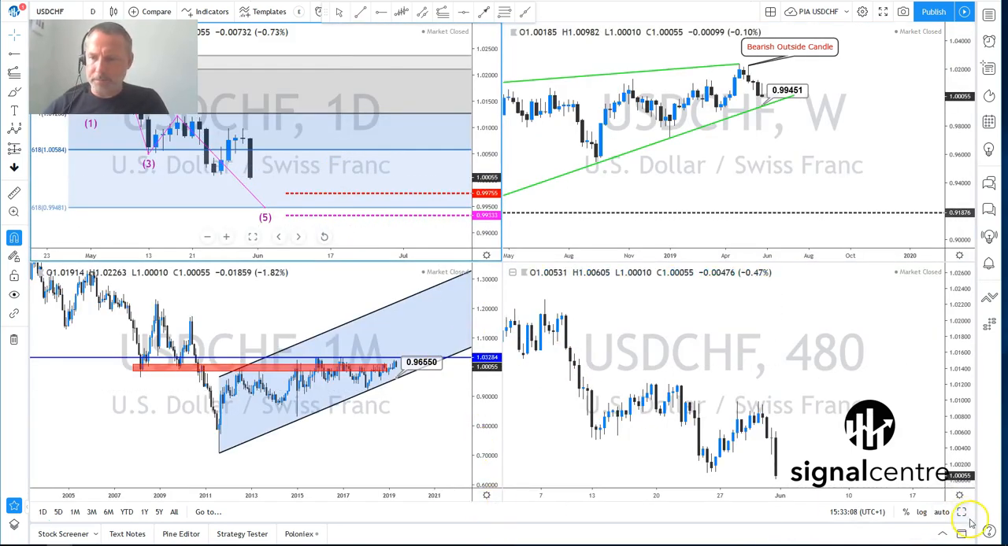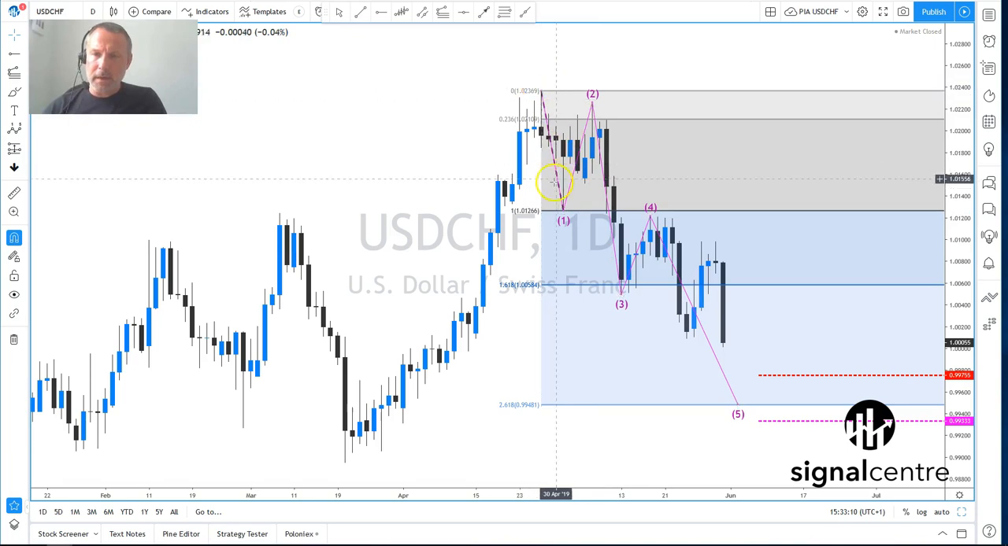If we go here, 261.8%, 99.45, so pretty close to that trendline support. We've got some cloud support at 99.75, and then we've got bespoke support at 99.33. So this area here is basically the initial target area for dollar Swiss.